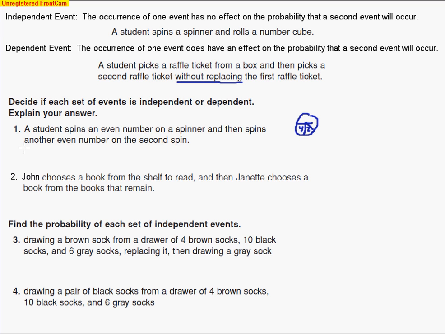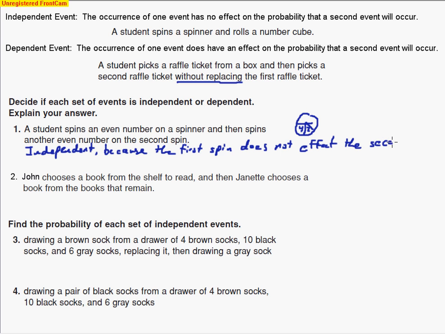Will landing on 2 here affect the next spin? No. Spinning an odd number, I could then spin an even number, and I'd still end up with the same probability of spinning that next spin. And so it doesn't really affect the other. In this case, we would call this an independent event, and the reason is because the first spin does not affect the second.